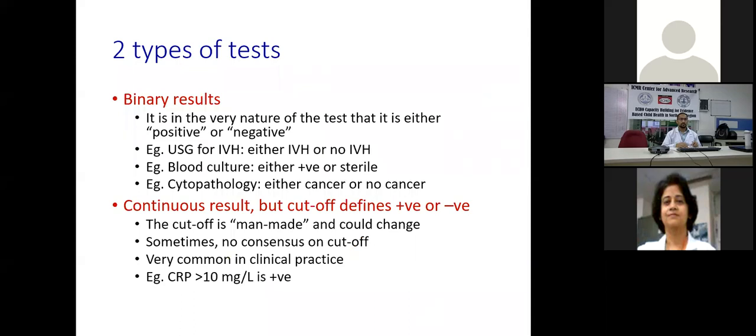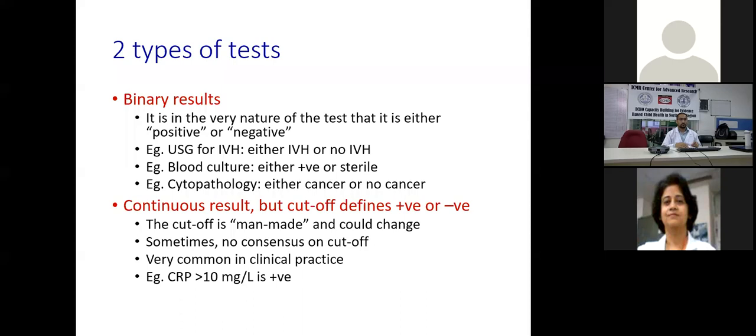So there are basically two types of tests, and these reflect the two types of variables that we usually deal with. The first are tests with binary results. So it is in the very nature of the test that it is either positive or negative. For example, ultrasonography for detecting intraventricular hemorrhage in neonates. So either there is hemorrhage or there's no hemorrhage. And there can't be anything in between. Blood culture for sepsis, either it's positive or it's sterile. Cytopathology, either there is cancer or there's no cancer.